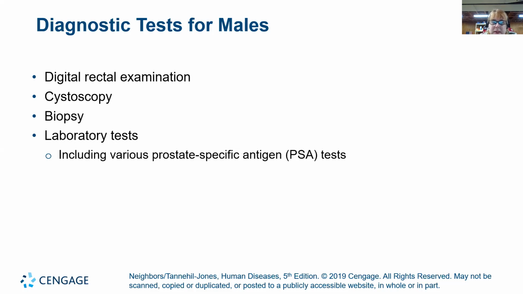They can do cytoscopy, which is scraping cells and sending them for biopsy. They can just do regular biopsies where they can take a chunk of tissue. They can do, of course, various laboratory tests for hormone levels. Probably the most common one for men is the prostate-specific antigen test. And I want to highlight that word. It's not prostrate, okay?